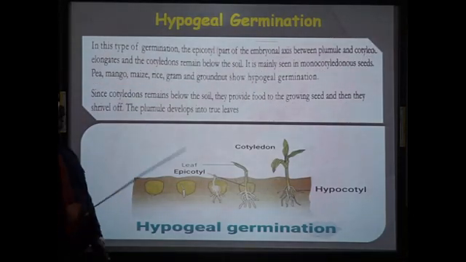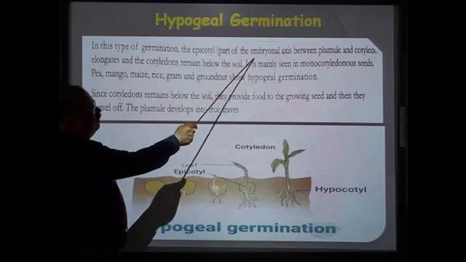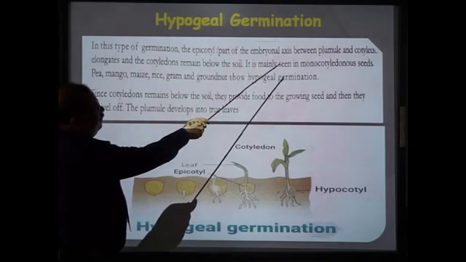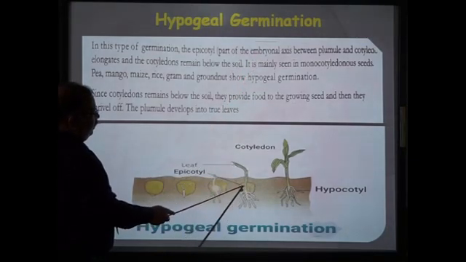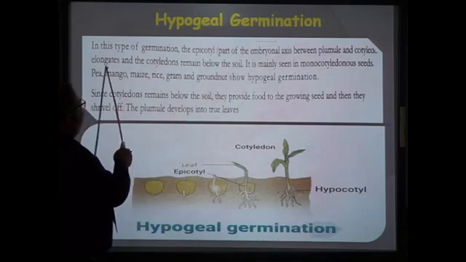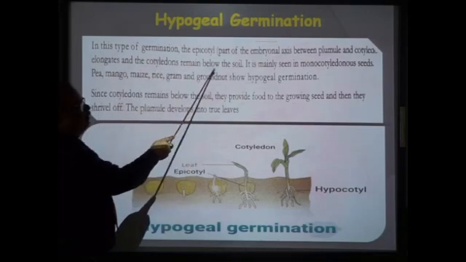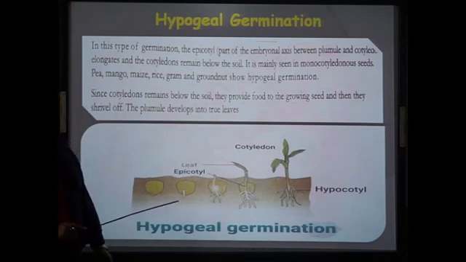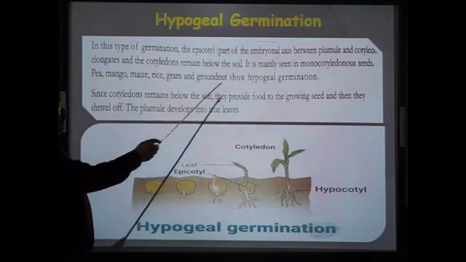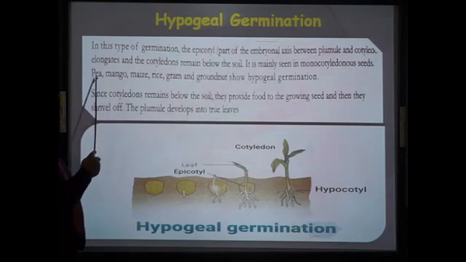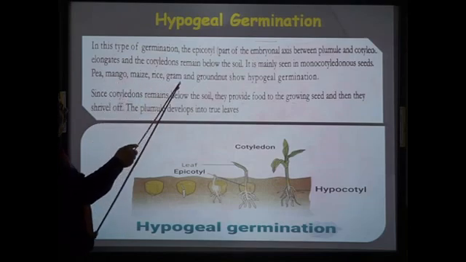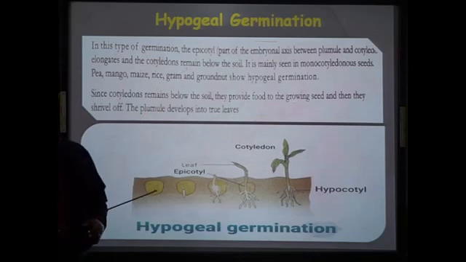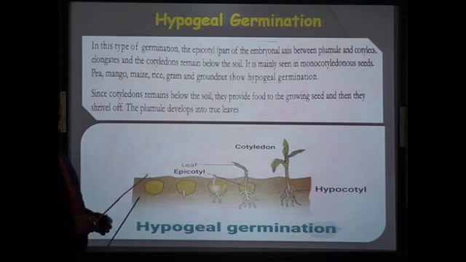In this type of germination, the epicotyle is the part of the embryonal axis between plumule and cotyledon. So between plumule and cotyledon, you have got the epicotyle. It elongates, and the cotyledons remain below the soil, undisturbed. They are below the soil. It is mainly seen in monocots like pea, mango, maize, rice, gram and groundnut. All these show hypogeal germination where the cotyledons remain in the soil.